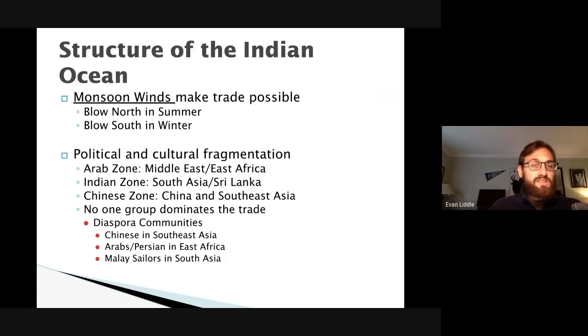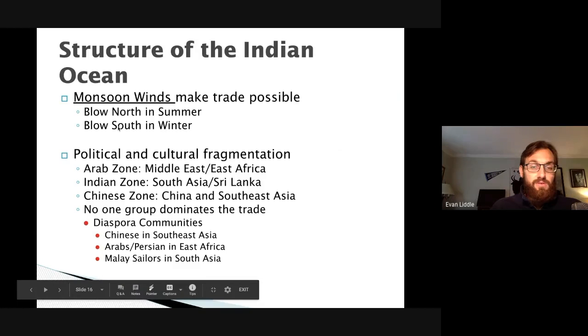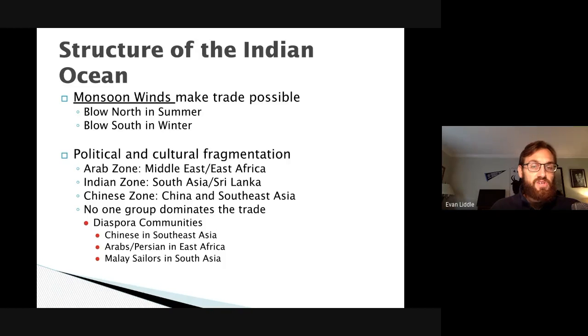It also means that we see the development of what are called diasporic communities. That is, groups of merchants who spend their time in another part of the world for long periods of time. And so they develop families, and these families develop into whole new communities. And there are some specific ones that you should know, such as Malay sailors in South Asia, Arabs and Persians in East Africa, and the Chinese in Southeast Asia. This is a direct result of the monsoon winds and the trade system.